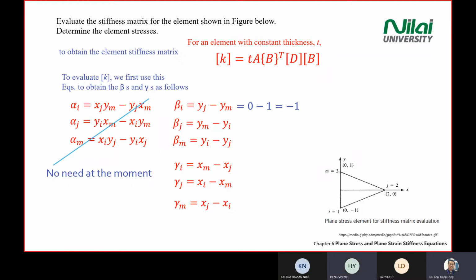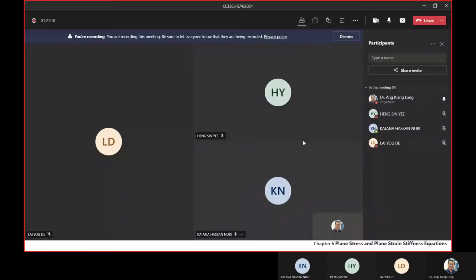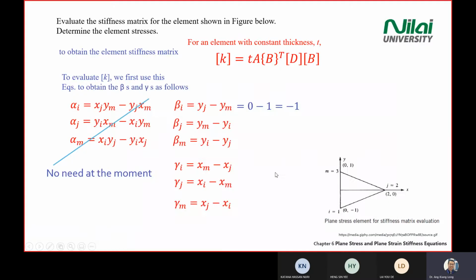Yes, understand. Okay, good. Let me check Katana back already. Right, Katana, you're back, right? So do you understand, Katana? Do you understand beta I, why suddenly become negative 1? You understand? No.